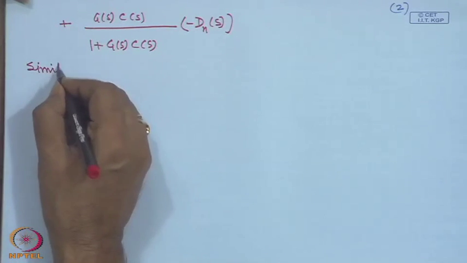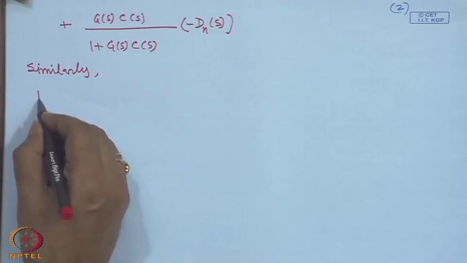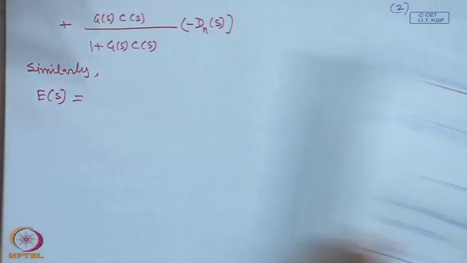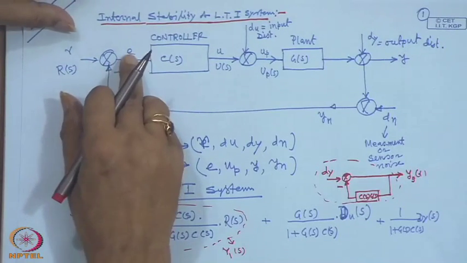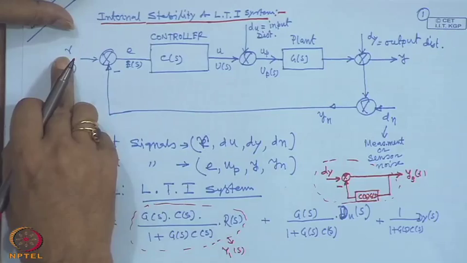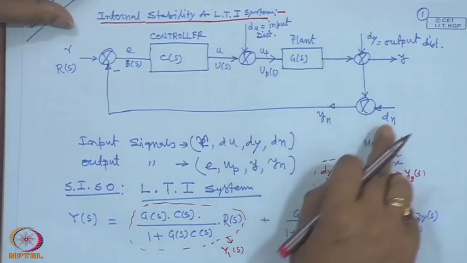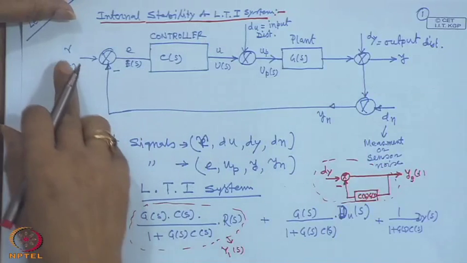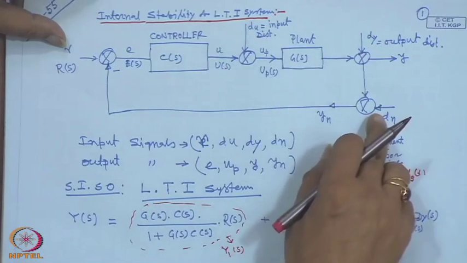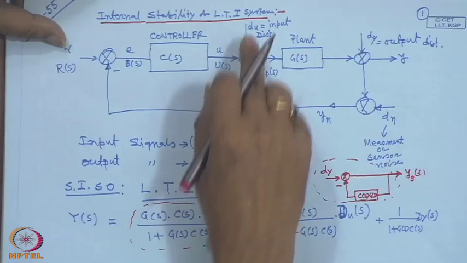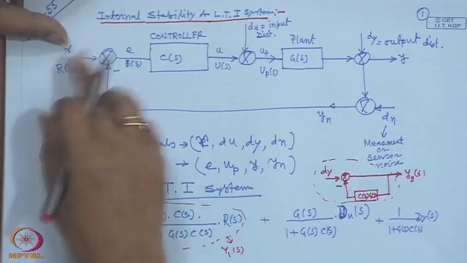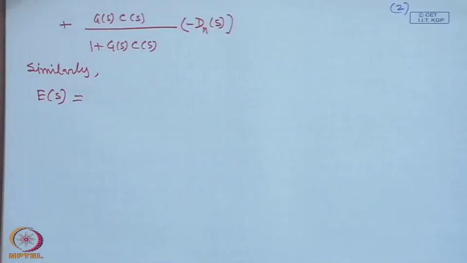In a similar manner, one can write E(s), that I am not showing, you can easily find it. This E(s), the signal e, has four components: due to R, due to D_u, due to D_y, due to D_n. So, you find the transfer function between this input and this output when the other inputs are zeros. And similarly, you find out the other inputs also.